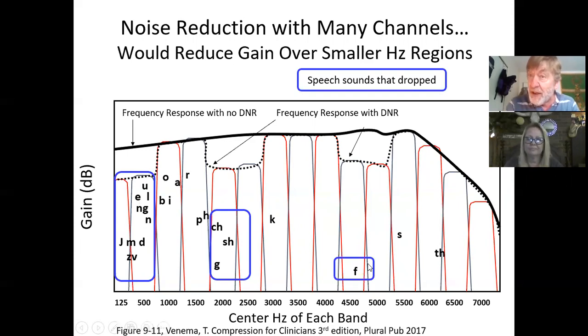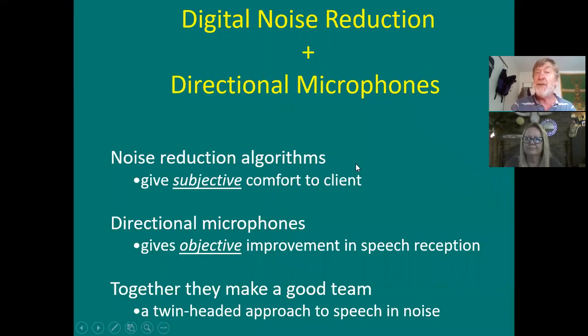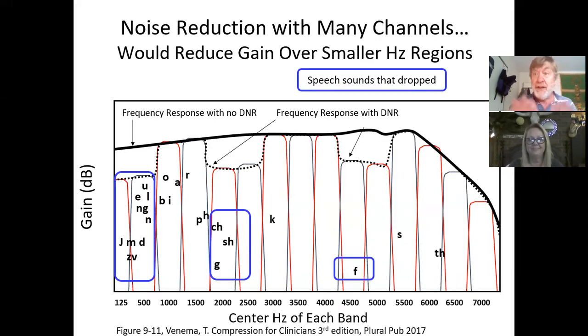But make no mistake, just because it's reduced, the gain was reduced for both the speech and the noise in these channels. And it was reduced for both the speech and the noise in these channels. And the same for these channels. And that is why digital noise reduction does not objectively improve speech recognition. It's going to reduce gain in narrower areas. I'd rather have that. You don't want to do this. I'd rather just reduce it in a couple of channels.